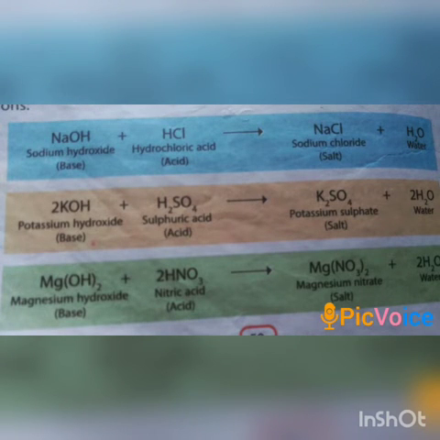Now these are some of the examples of neutralization reaction in which a base reacts with an acid to form salt and water. In the first example, sodium hydroxide reacts with hydrochloric acid to form sodium chloride and water. In the second one, potassium hydroxide reacts with sulfuric acid to form potassium sulfate and water. The third one is magnesium hydroxide reacting with nitric acid to form magnesium nitrate and water.